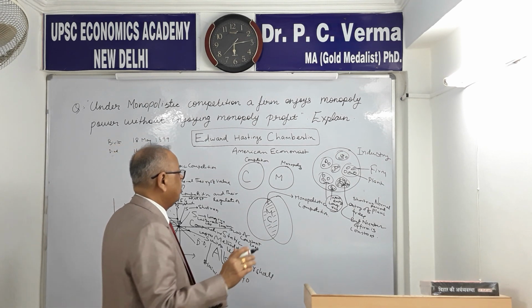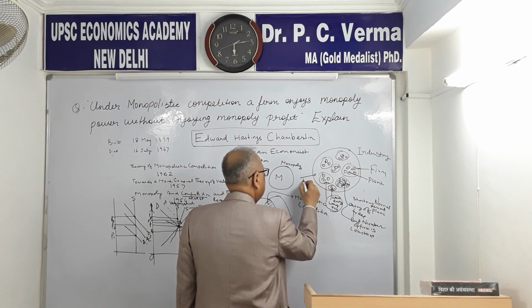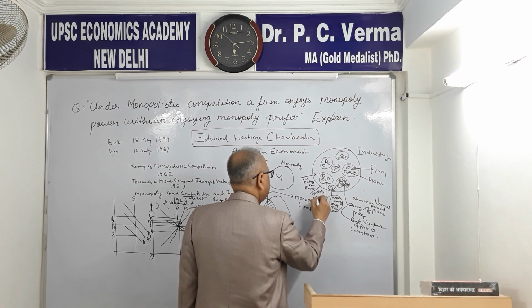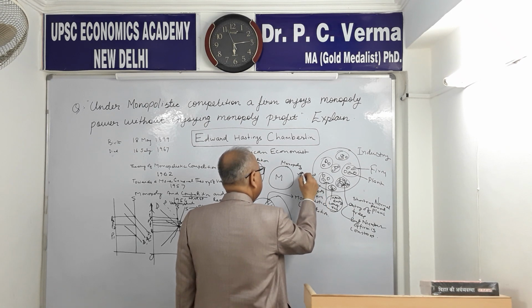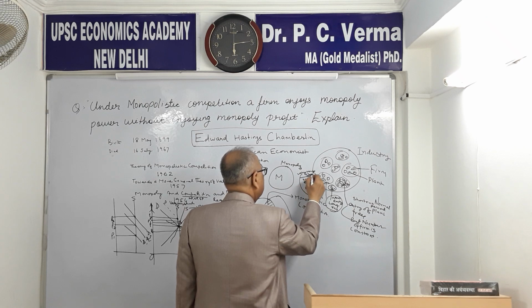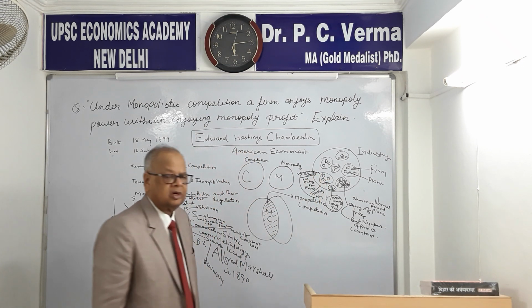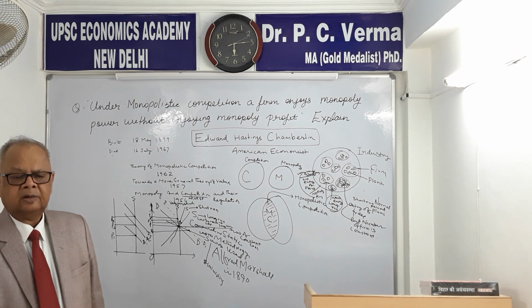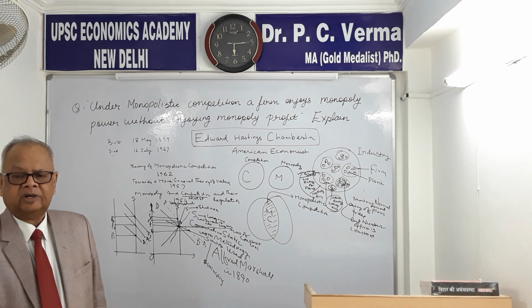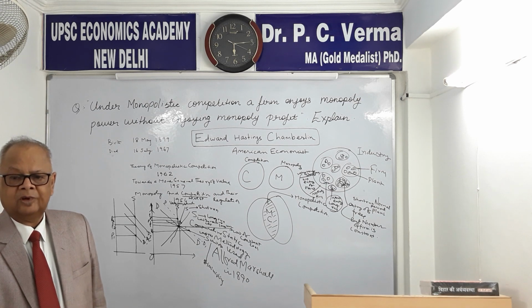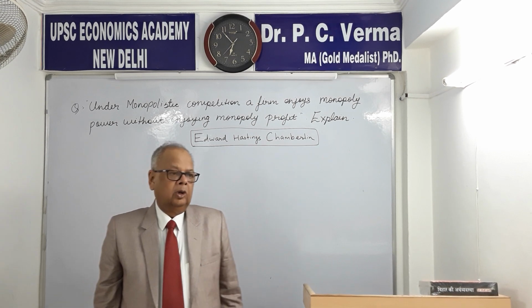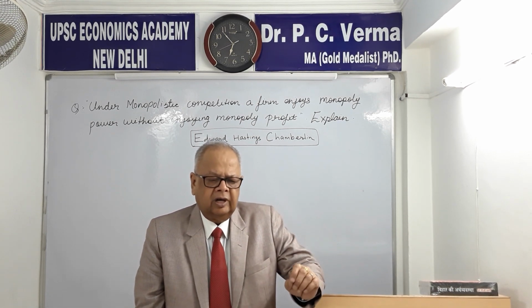And when there is no entry of plant and no entry of firm, this is called the very, very short run. What is the very, very short run? No entry of plant and no entry of firm. So what we have seen is that under competition, plant, firm and industry, these three are used.